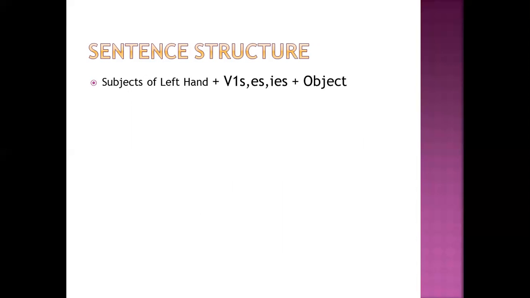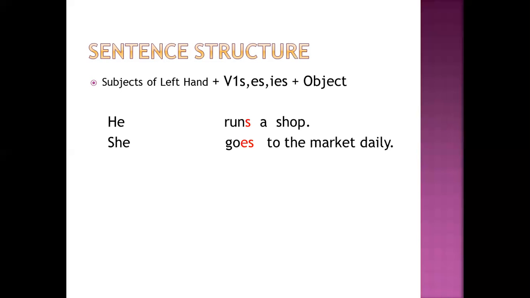Now, subjects of the left hand plus verb first form, that will have the addition of S, ES, or IES along with the object. Here we can see he, she, it, and a singular name. They are the part of the 4 fingers or the 4 doors of the left-hand subjects' home. He runs a shop. We can see the addition of S. She goes to the market daily. We can see the addition of ES here.